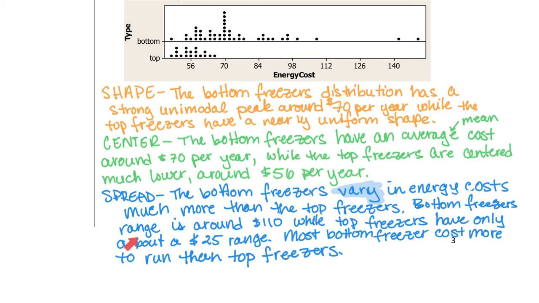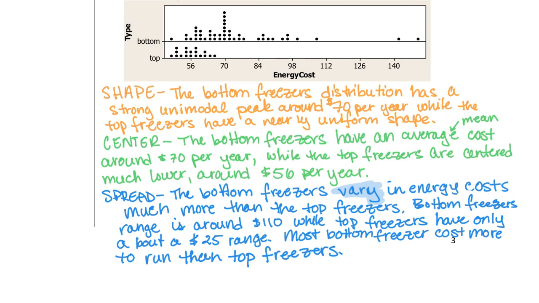Bottom freezers range is around 110. Now, how did I come up with that number? I just estimated. I said, okay, well, it looks like these are each separated by about $14. So I just went and said, okay, that's 150. And I made this one, I think, 40. Actually, probably I should have only made it maybe 50. But I said 40. So 150 minus 40 ends up being $110. So it's a total estimate.